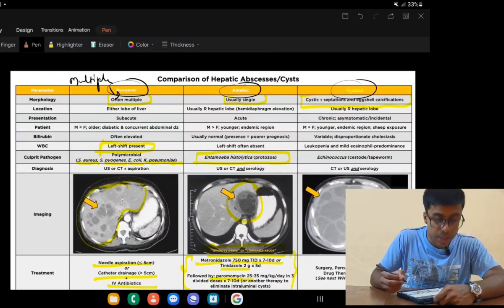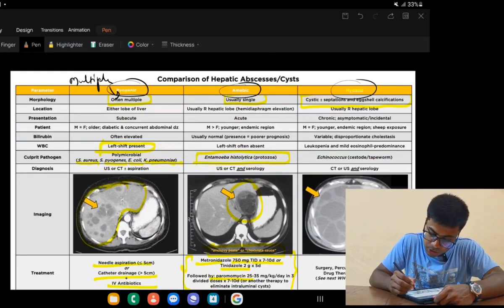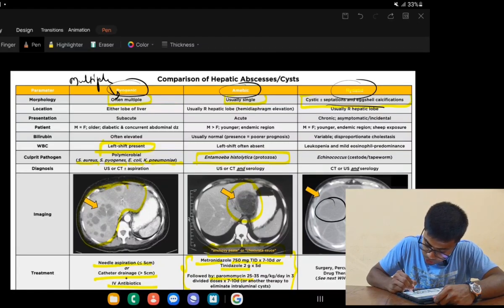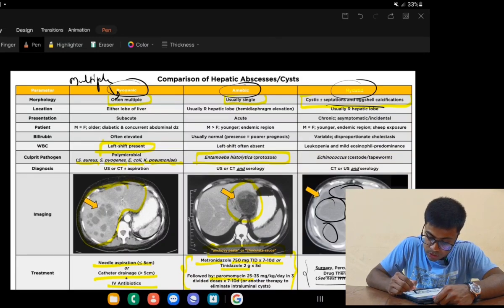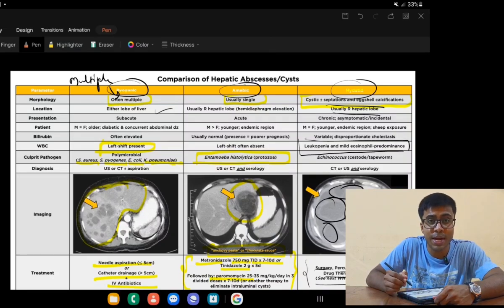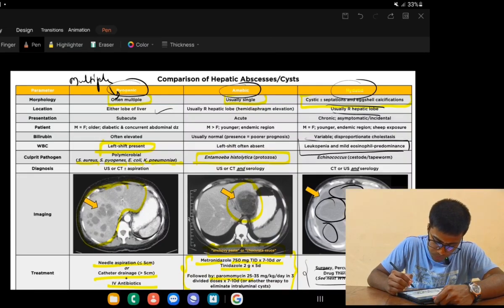Now in the case of hydatid cyst, there will be septations and eggshell calcification. It's clear-cut. Surgery, percutaneous management, drug therapy, or observation is done, and see the next WHO stages. Percutaneous management is there. In this case it is chronic, and usually the right hepatic lobe is affected. In pyogenic, it may be either lobe, right or left. And one more thing: leukopenia and mild eosinophilia predominance are seen with hydatid cyst, and Echinococcus is the etiology.